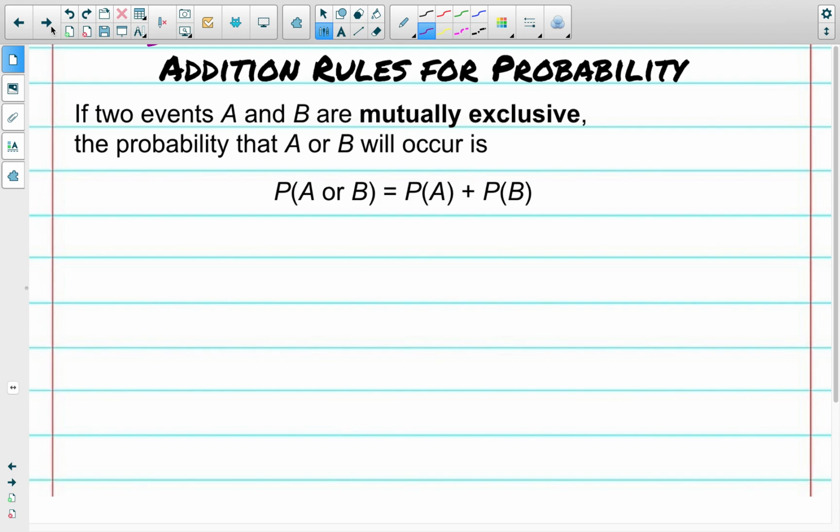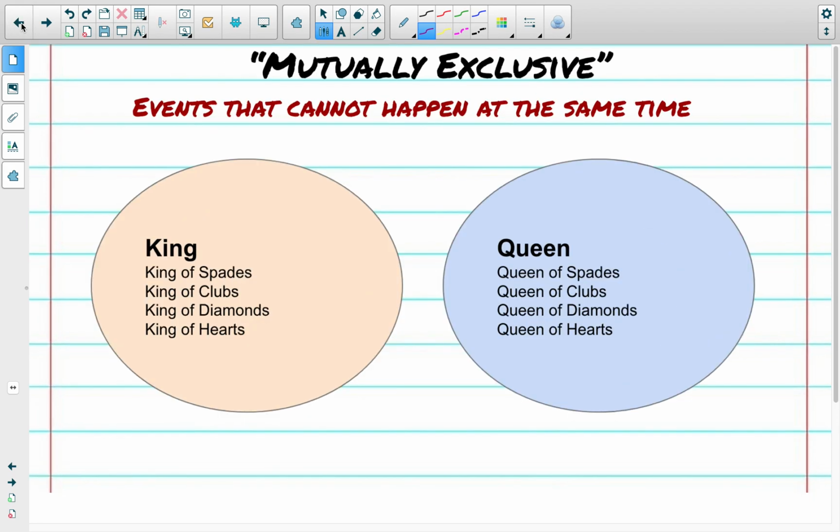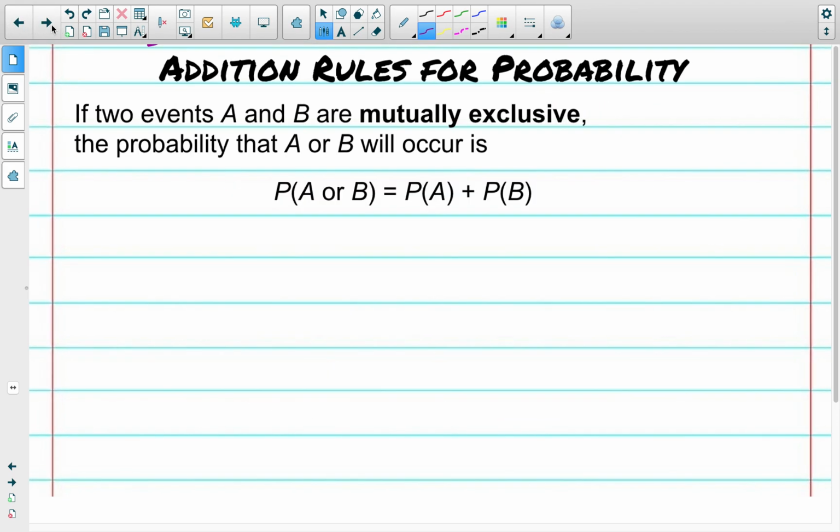If two events A and B are mutually exclusive, meaning they cannot happen at the same time, then the probability that A or B will occur is just the two probabilities added together. So in this case, the probability that a card is a king or a queen is the probability that a card is a king plus the probability that a card is a queen, which would be 8 out of 52. This is an exclusive or, meaning it is either A or B, not both.